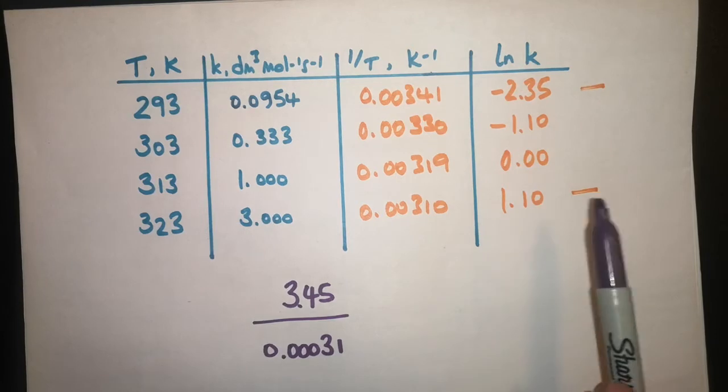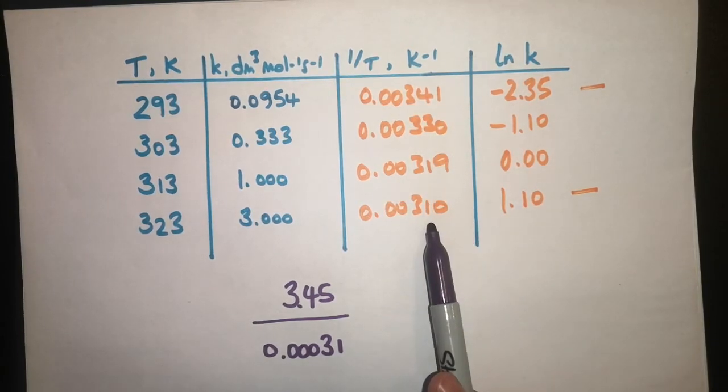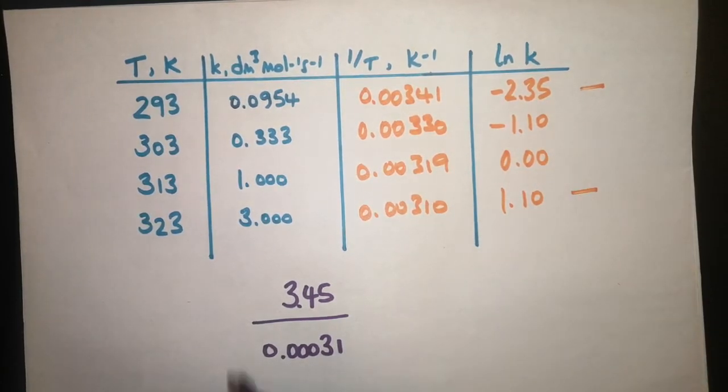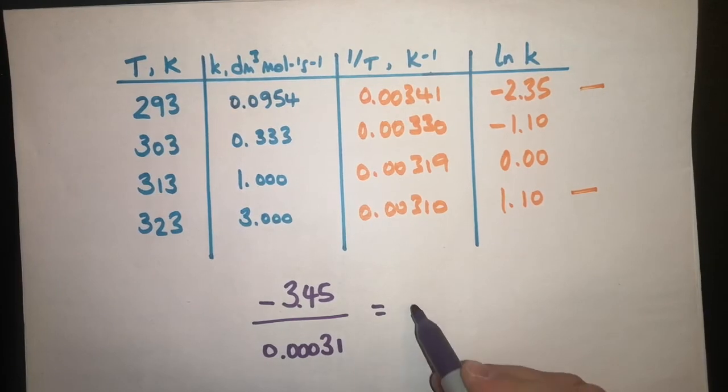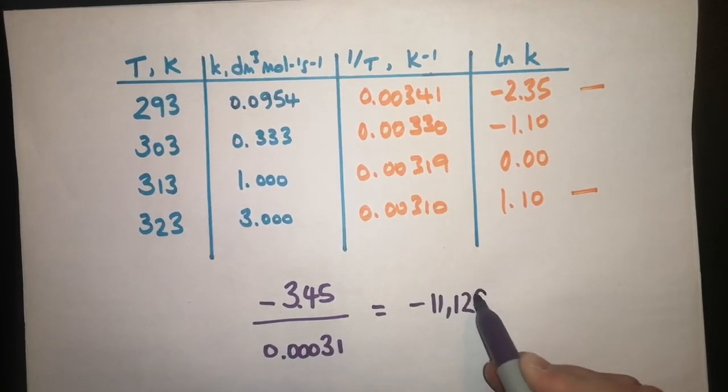Okay, now actually if you look, one of them gets lower and one of them gets higher, so really that means minus 3.45 over that. If you run that through a calculator, you should get an answer of minus 11,129.